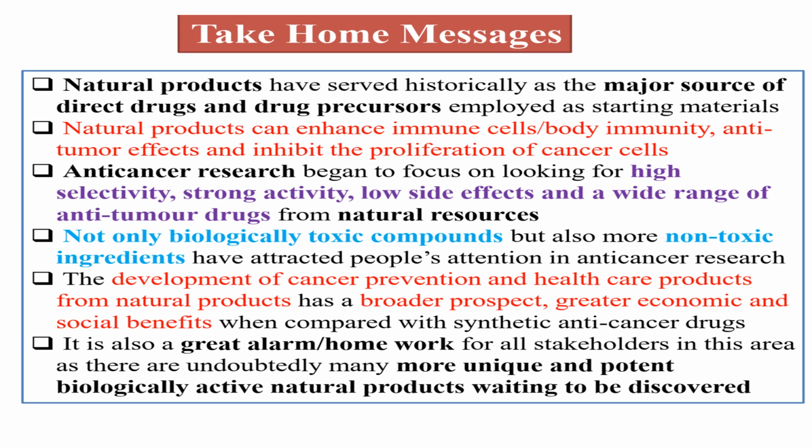The last topic for this chapter is the take-home message. You know that natural products have historically served as a major source of direct drugs and drug precursors employed as starting material. Natural products can enhance immune cells as well as body immunity, have anti-tumor effects, and inhibit the proliferation of cancer cells. So anti-cancer research has begun to focus on looking for high selectivity, strong activity, low side effects, and a wide range of anti-tumor drugs from natural sources.